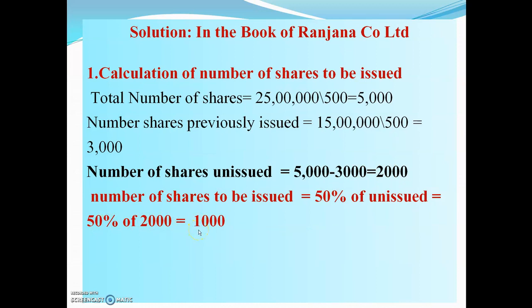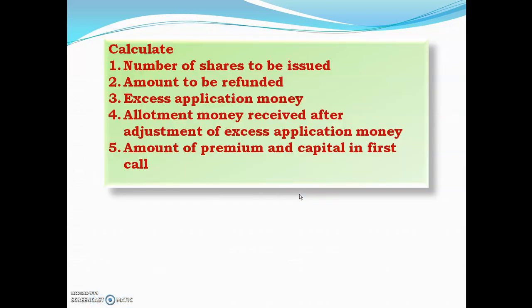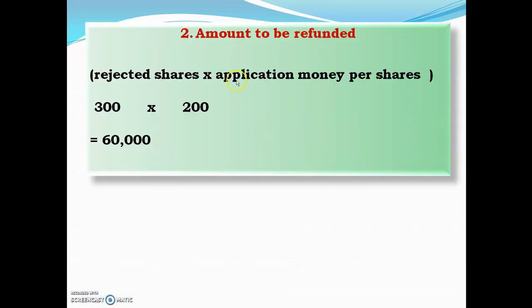Here, the number of shares issued by the company is 1000. See here, applications were received for 1500 shares, which means this is a case of oversubscription. Okay, so the next one is the amount to be refunded. We have to do the calculation like this: multiply rejected shares with application money per share.